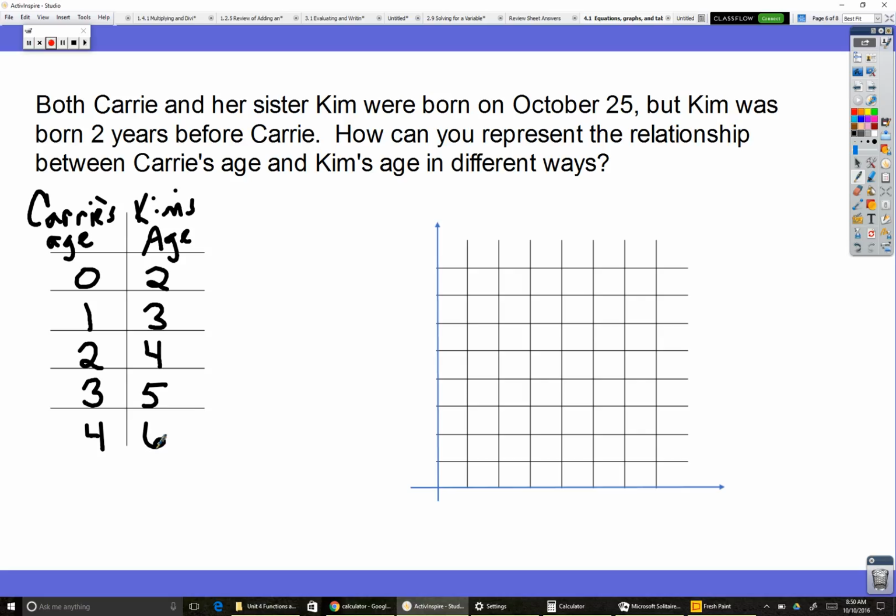How can we express that in an equation? If Carrie is the x and Kim is the y, if we were to write an equation, y equals, what would we put on the other side? Volunteer for this one.